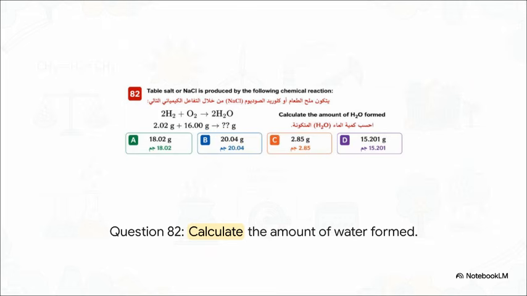Wrapping up the math here with question 82, where we are forming water. We've got 2.02 grams of hydrogen reacting with 16.00 grams of oxygen. Following the law of conservation of mass, we literally just add those two reactants together. 2.02 plus 16.00 yields perfectly 18.02 grams of water, so option A is our winner there.